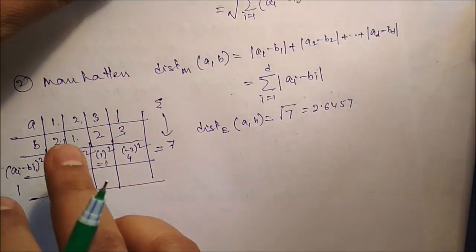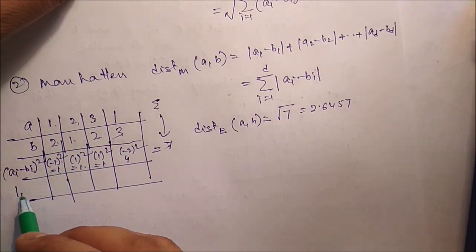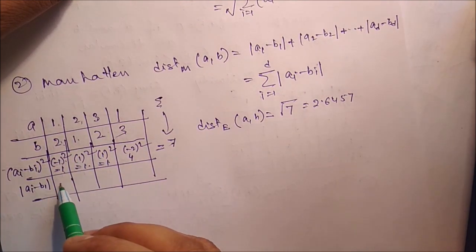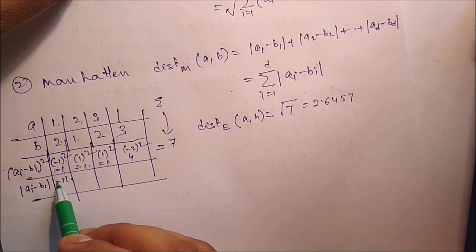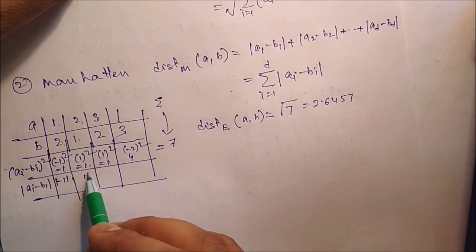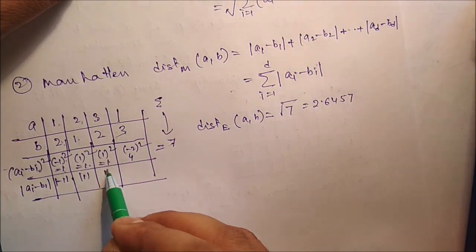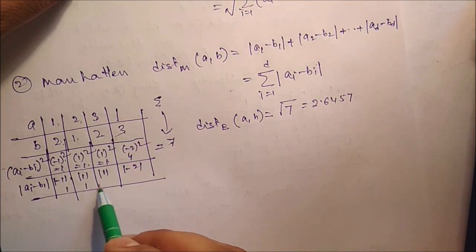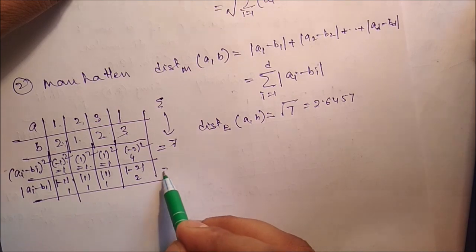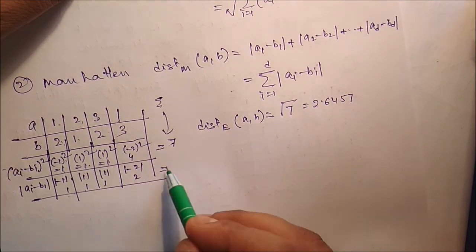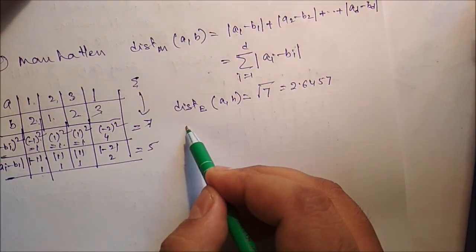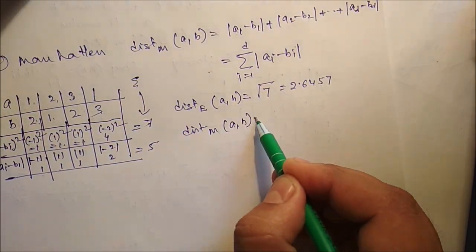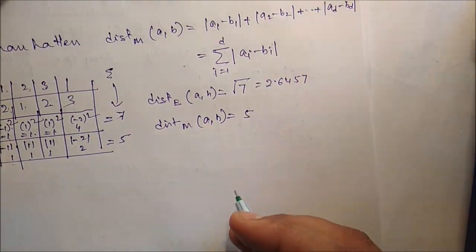Similarly, we can calculate the Manhattan distance between these two. Here it is |AI minus BI|. So 1 minus 2 is minus 1, mod is 1. 2 minus 1 is 1. 3 minus 2 is 1. 1 minus 3 is minus 2, mod is 2. The summation is 1 plus 1 plus 1 plus 2, which is 5. So the Manhattan distance between A and B is equal to 5.